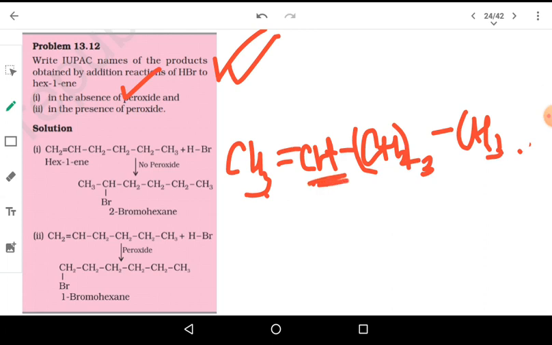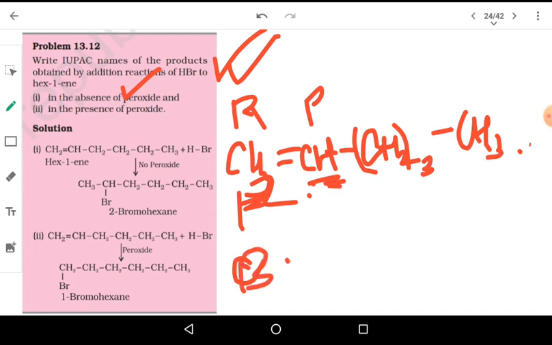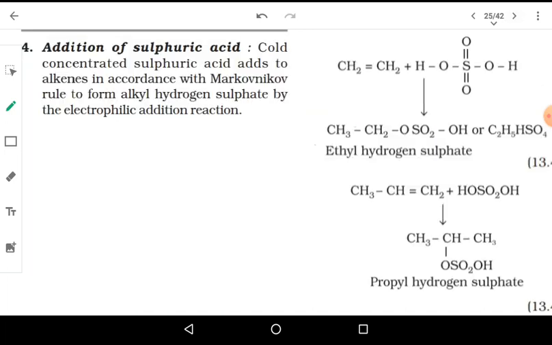So this is the poor side and this is the rich side. If we are following anti-Markovnikov's addition, we will add the substituent over here, on the CH2. Br is added to this side and hydrogen is added to this side. And if we are following Markovnikov's addition, then we will add the substituent over here and the hydrogen over here. So this is about Markovnikov's and anti-Markovnikov's addition.